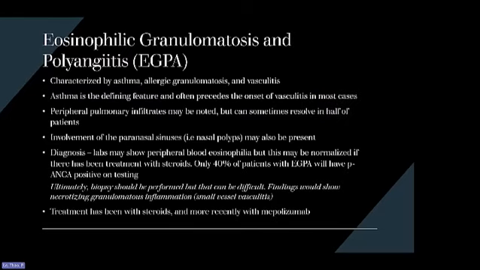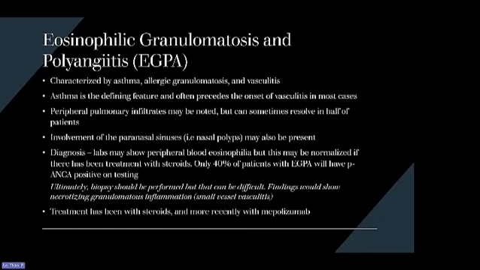The last one that I have, just touching base, going through our differentials, is eosinophilic granulomatosis with polyangiitis. So this is characterized by asthma, allergic granulomatosis, and vasculitis. Asthma is usually the defining feature and will usually precede the onset of vasculitis in most cases. Peripheral pulmonary infiltrates may be noted, but can sometimes resolve in half of these patients. These patients may also have paranasal sinus disease, such as nasal polyps.